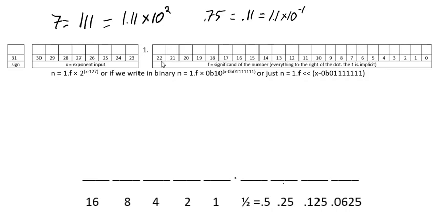So with that in mind, let's take a look at how we would encode these numbers. Let's start with the 7. Let's see how we encode this 7. Now it's a positive number, so we're going to put 0 in the sign place. If it were negative, we would put 1.